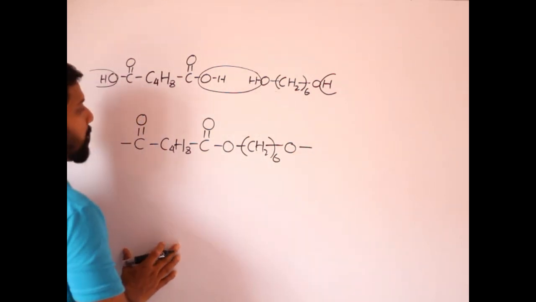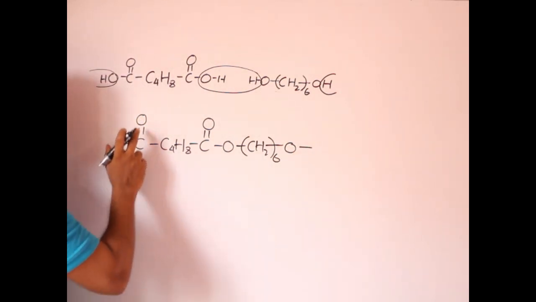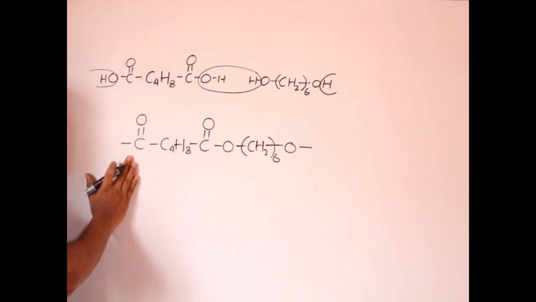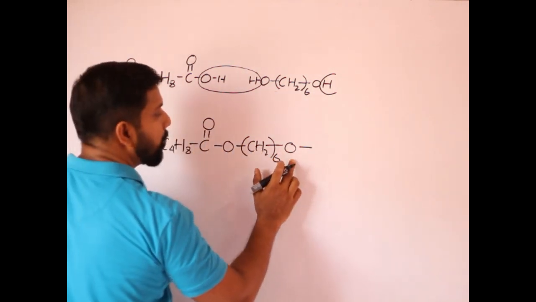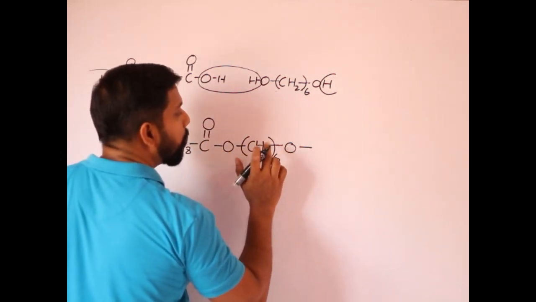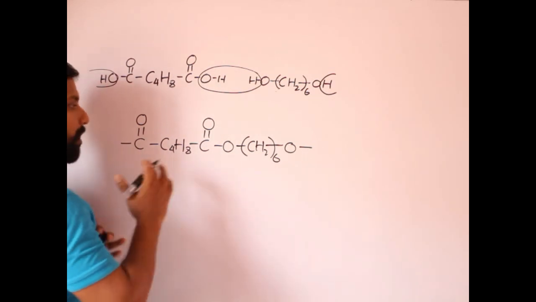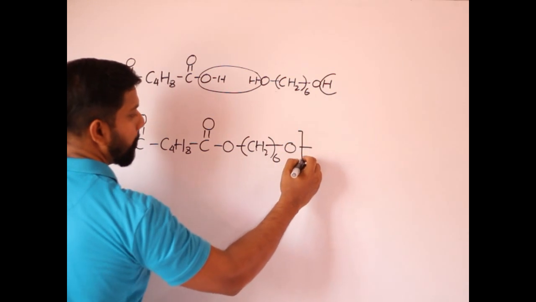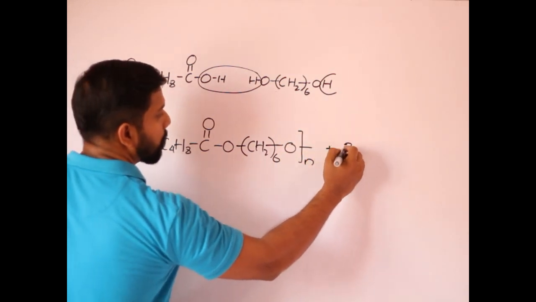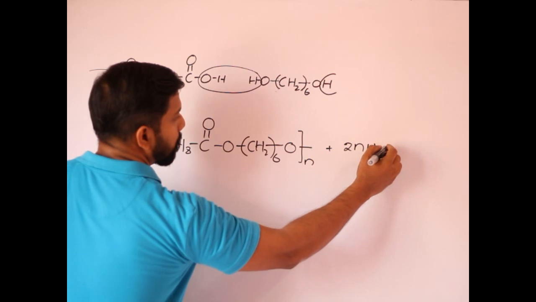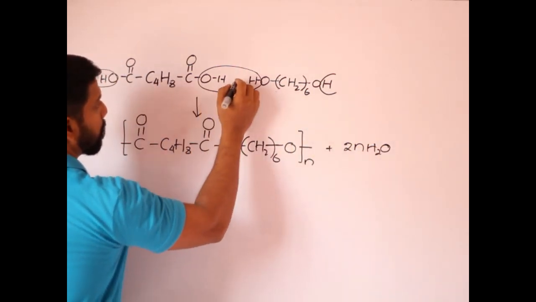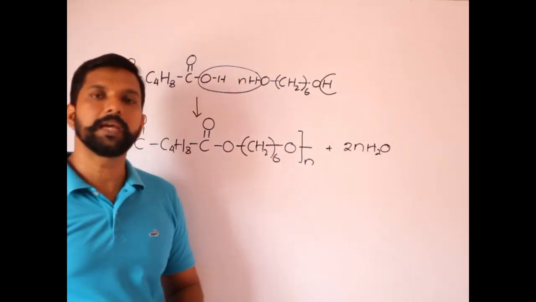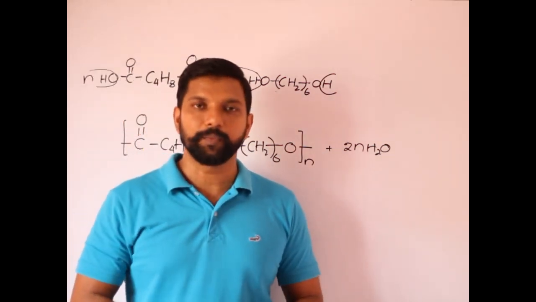What you have to remember here is that the carbon-oxygen double bond from the carboxylic acid, when you start from that end, you will end with the carbon-oxygen single bond of the alcohol. Vice versa. So this is the answer for the example I gave you.